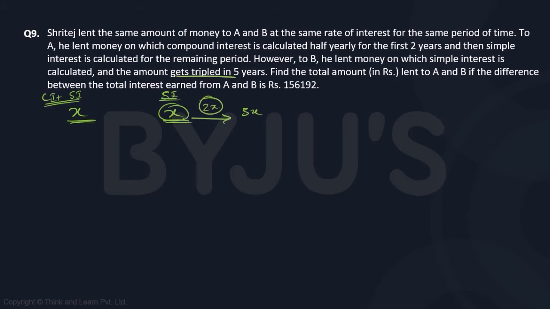On X rupees, the interest is 2X. So P time is 5, rate is R by 100, should be equal to 2X. X gets cancelled, 5 is 20, so R is 40%. So the rate of interest we get from here, R is 40%.